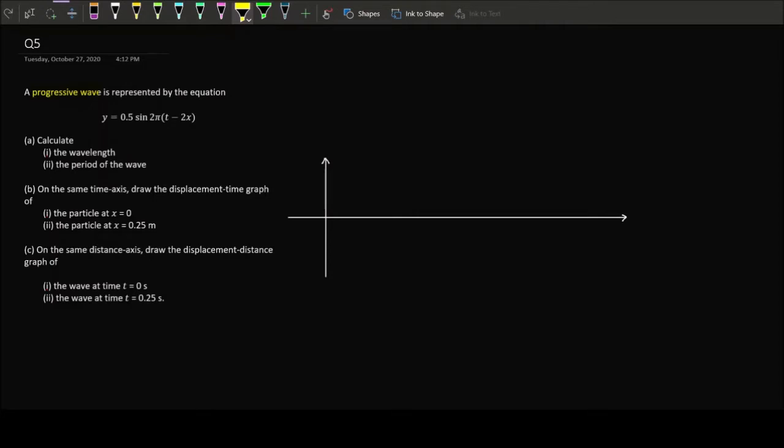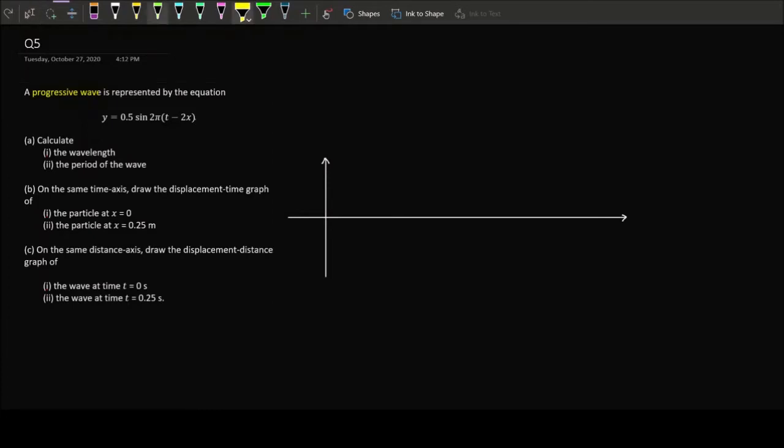So as you can see, this equation is slightly different. After the sine, it's not a bracket straight away. Usually it's sine bracket, then you have omega t minus kx. But here, they take out a 2 pi, then only they start bracket, then t minus 2x. So something interesting here. So we will try to look at what does this mean.